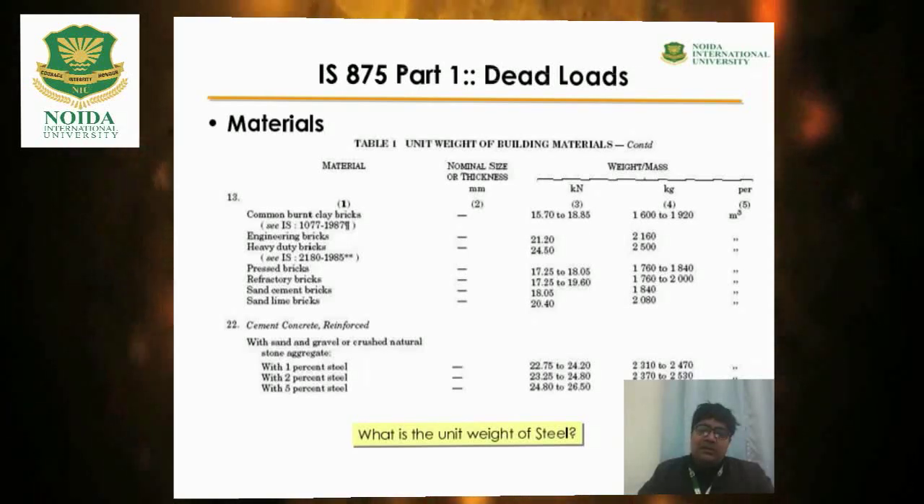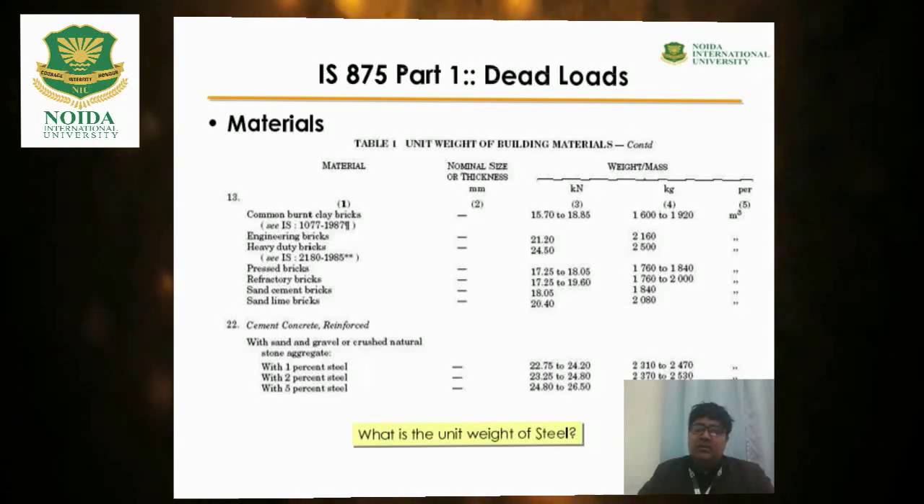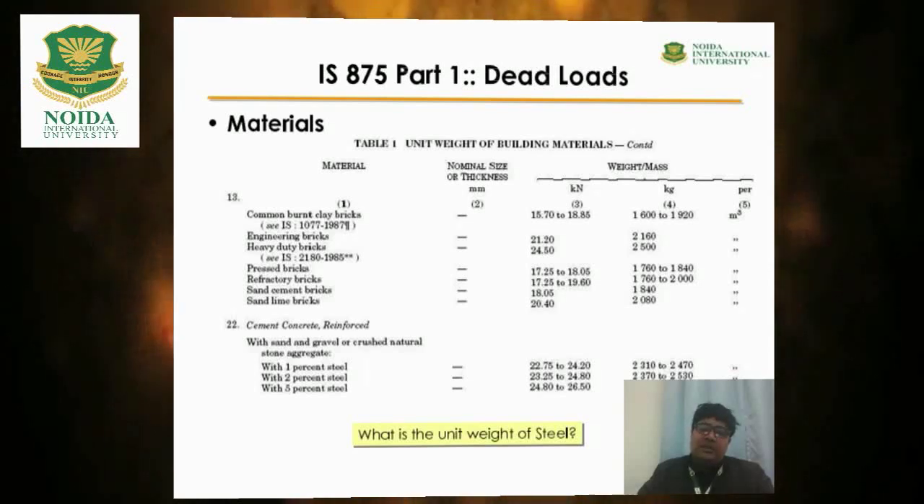And it tells about the common burnt clay brick. If we talk about the bricks having their own weight, these different types of bricks have different weights and masses, and it is given in kilonewtons and kgs as per the IS code, as per the IS 875. Now the second one is the cement, concrete, and reinforcement. You can see that one.